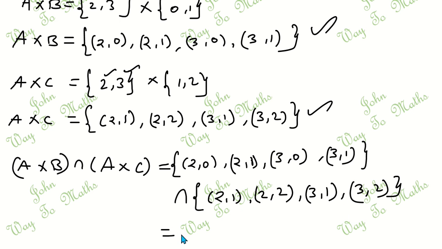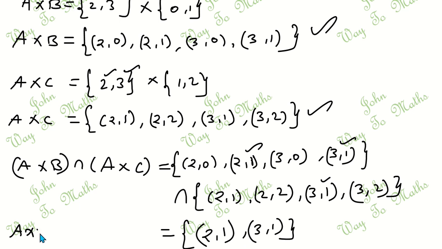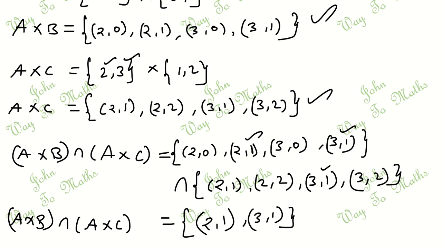So here I'm going to choose common pairs. So 2 comma 0 illa. So 2 comma 1 is a common pair irukku. So 2 comma 1, then 3 comma 0 illa, then 3 comma 1 is a common pair. So 3 comma 1 is A cross B intersection A cross C. Consider as equation number 4.